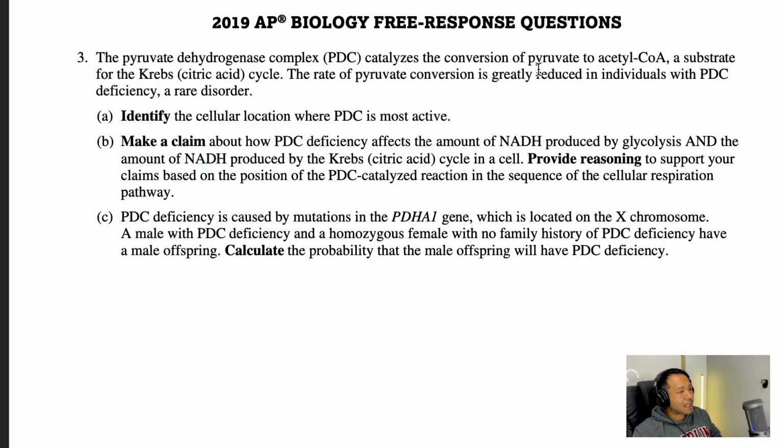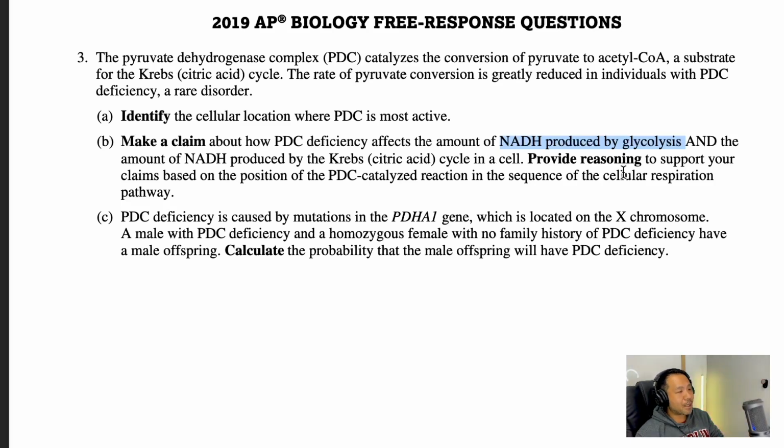So pyruvate converting into acetyl-CoA, that's what PDC does. That's happening after glycolysis. So would this disease of PDC deficiency affect any of the processes that are upstream in the sequence of events? And the answer is no. So NADH produced by glycolysis most likely not affected. Now this, of course, is not taking into consideration feedback loops, like, oh, there's not more of this, so it increases glycolysis and all that. No, just looking at the most simplified model, NADH production should not be affected in glycolysis.